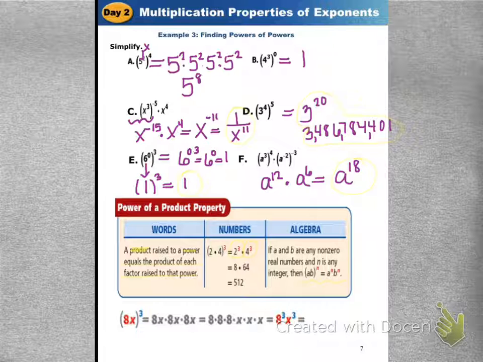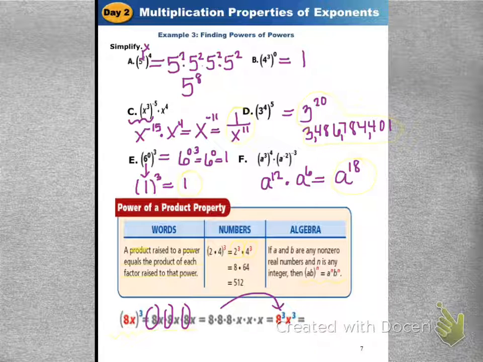And let's take a look at an example. So 8x being raised to the third power is the same as saying 8x times 8x times 8x, which really is, if we took the 8s and multiplied them all, 8 times 8 times 8, or 8 to the third power. And if we took the x's and we multiplied them, that's x times x times x, which then is x to the third. So that would give me 8 to the third, which is 512, and then x to the third.